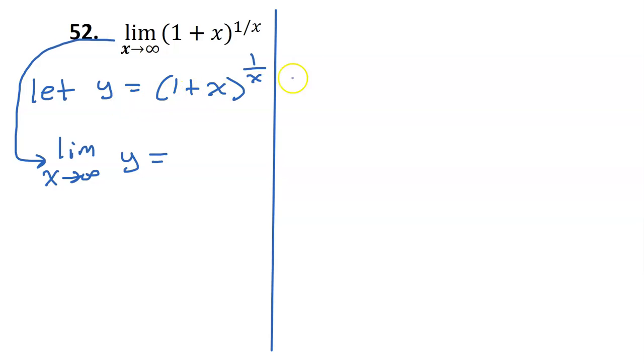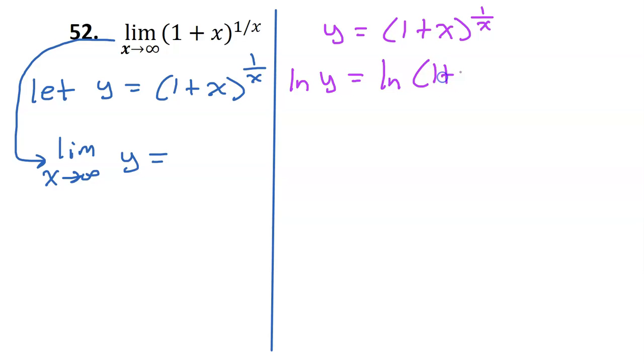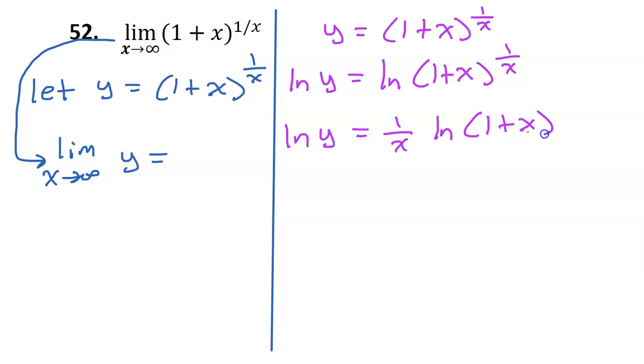Let's take this y equals equation and write it off to the side where we can play around with it. So y equals 1 plus x to the 1 over x power. Now let's take the natural log of both sides of the equation. So I have natural log y is equal to natural log of 1 plus x to the 1 over x power. The point of doing this is so I can take this exponent and bring it to the front, because that is a property of logarithms. So I have natural log y is equal to 1 over x times the natural log of 1 plus x.